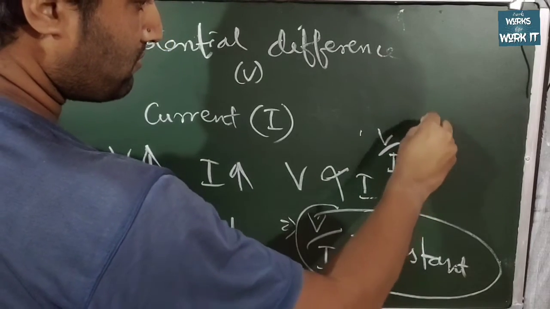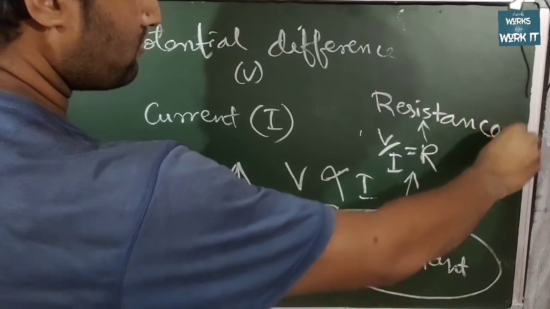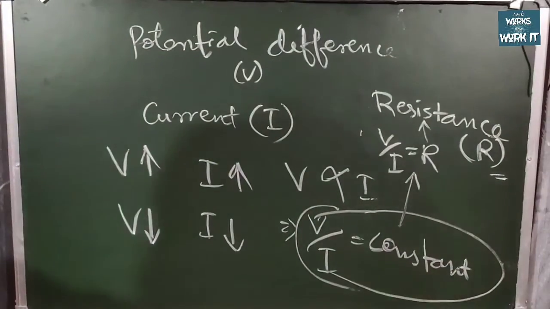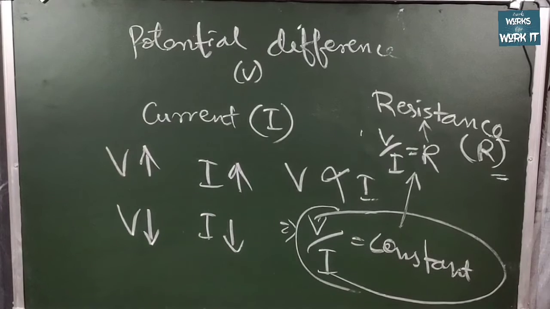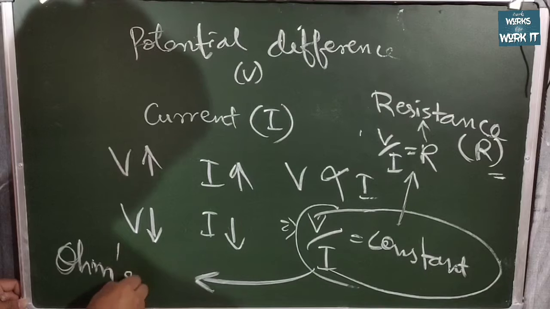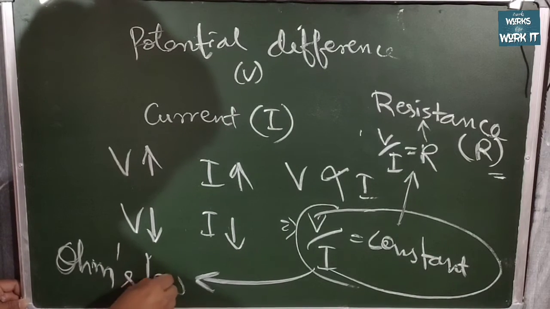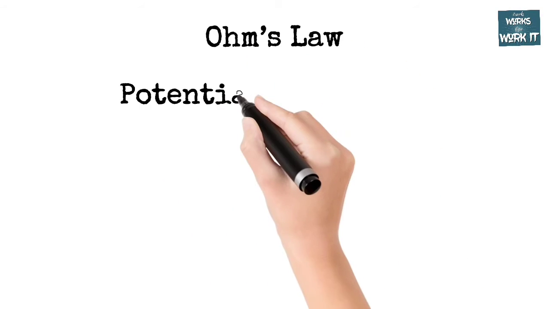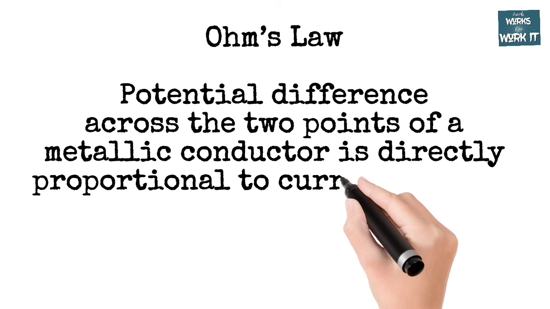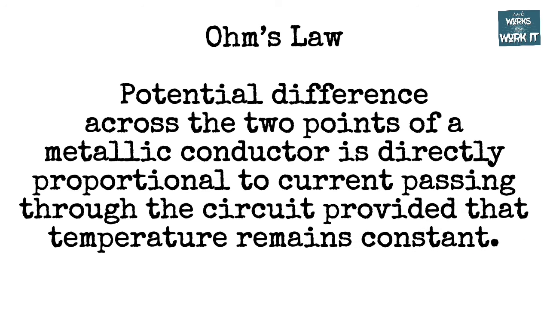So this is the resistance. This gives us the formula for the resistance. Resistance is V upon I, potential difference over current. It is resistance and used as a symbol R. This relationship between current and potential difference is called Ohm's law. The statement of Ohm's law states that potential difference across the 2 points of a metallic conductor is directly proportional to the current passing through the circuit, provided that temperature remains constant.